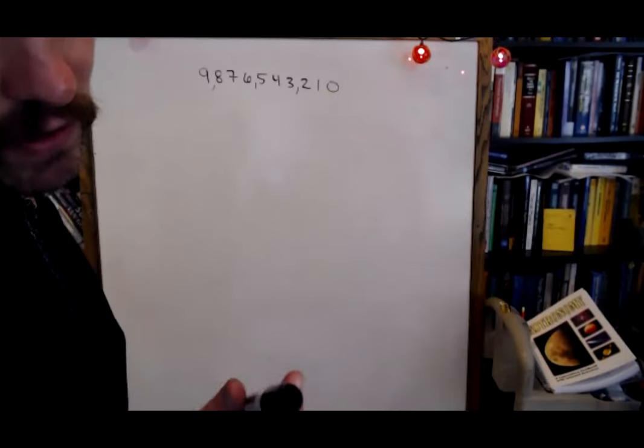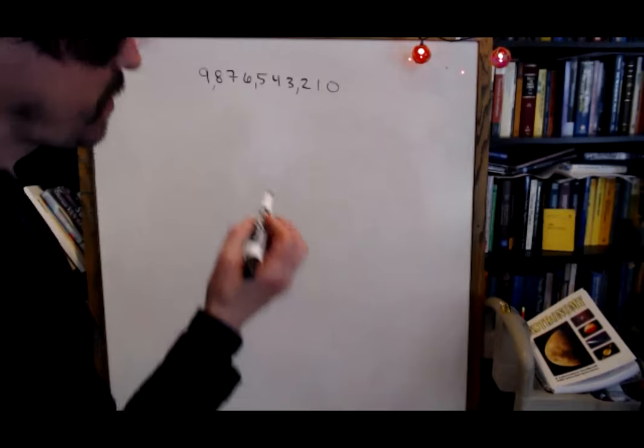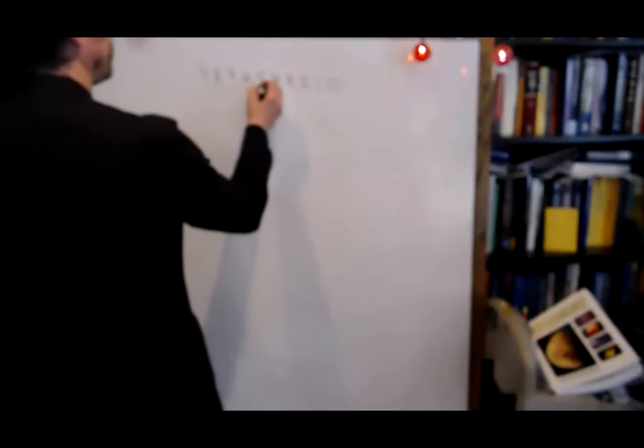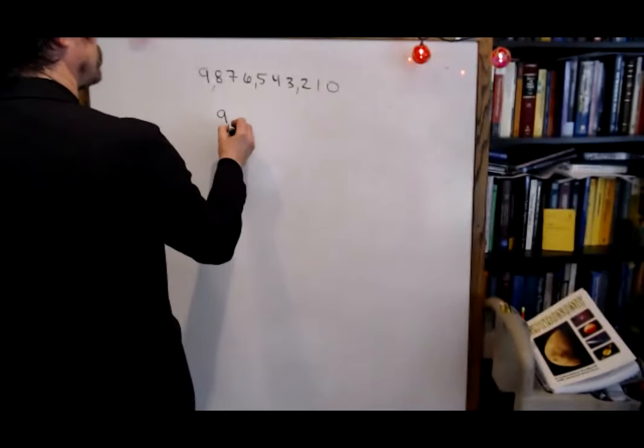Our lead digit, Joel, is what? 9. So what we're going to do is we're going to pretend like all of these are zeros, but we're going to keep them as change.